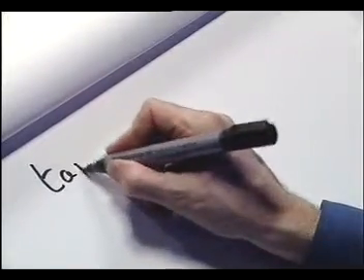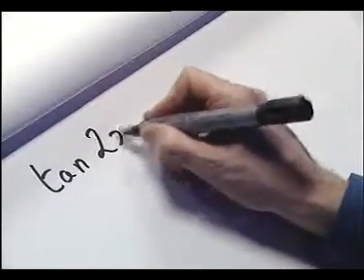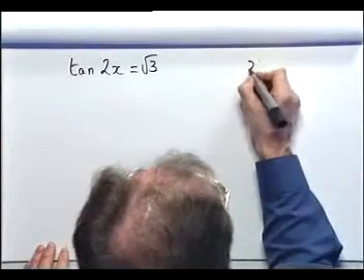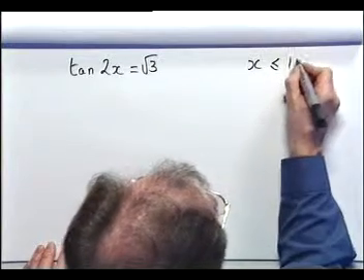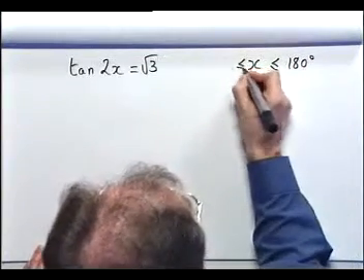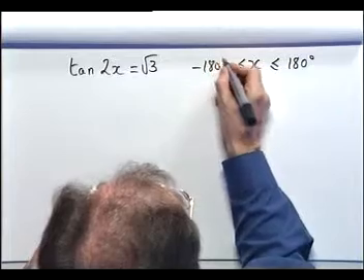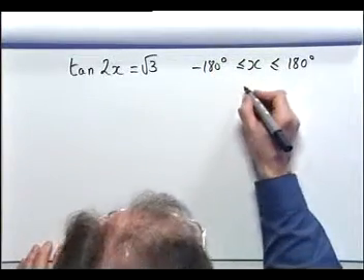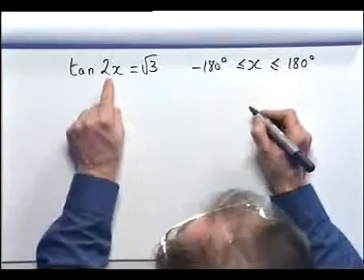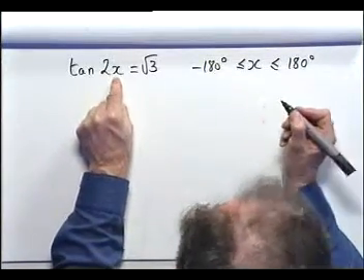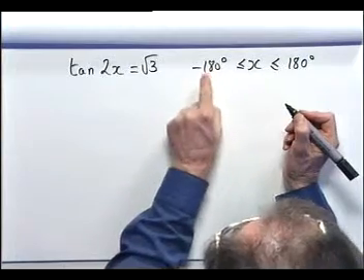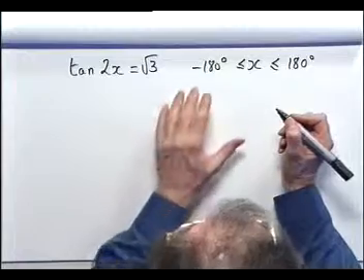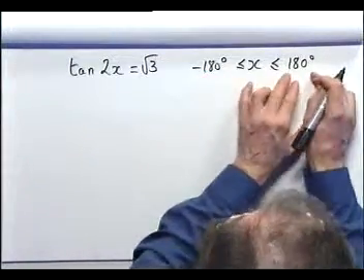Working with the tangent function, tan 2x equals root 3. And again, we'll place x between 180 degrees and minus 180 degrees. We want to sketch the function for tangent, and we want to be aware that we've got 2x. So since x is between minus 180 and plus 180, 2x has got to be between minus 360 and plus 360.